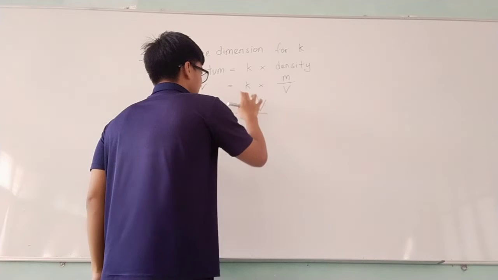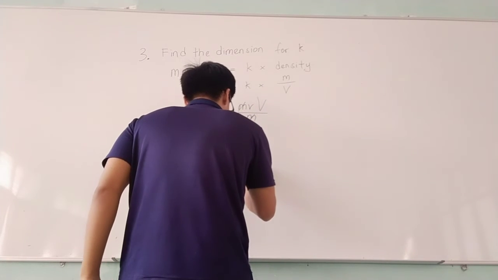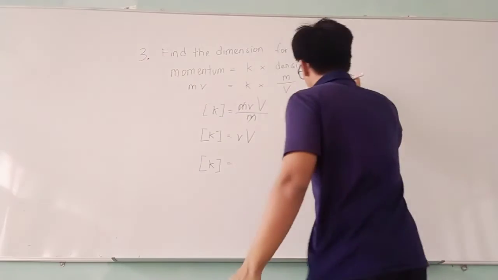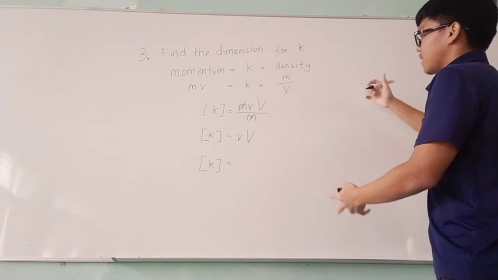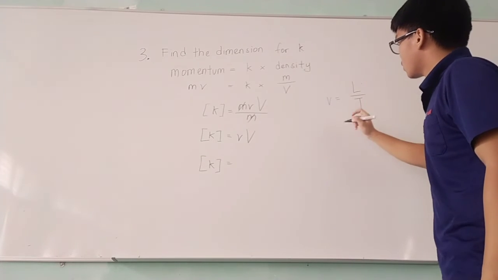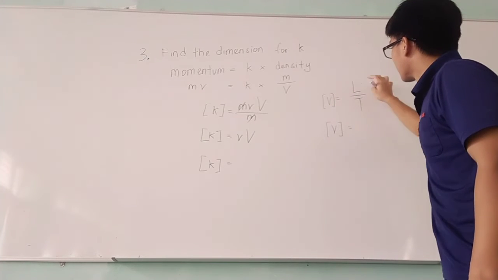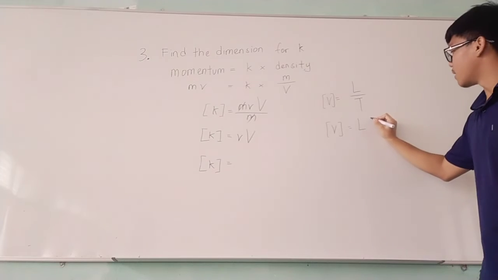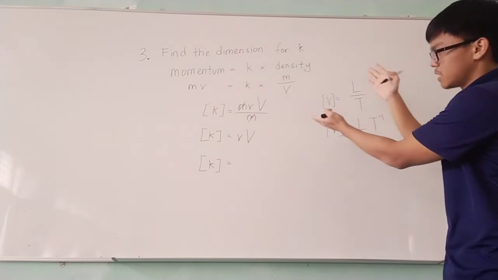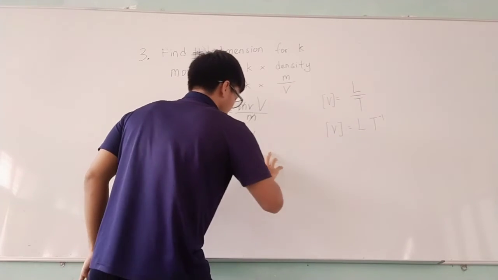Now we can cancel out M because it's basically the same. So we got v. Since you guys don't know, I'm going to explain in detail here. v we know means L over time. So if you do that, you will get L times T negative 1. This is the dimension for v. Now we transfer this to that one, we will get L T negative 1.